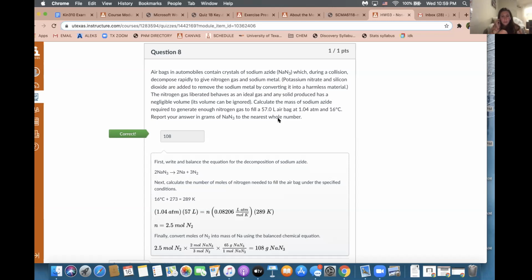That one right there is something that is like type 6. I mean, there's so many different ways you could ask this problem. But that last part, where you're converting moles of N2 into mass of sodium, you have to know how to do that, is what I'm saying. And then this is how you do it. It's just pretty much a conversion problem.